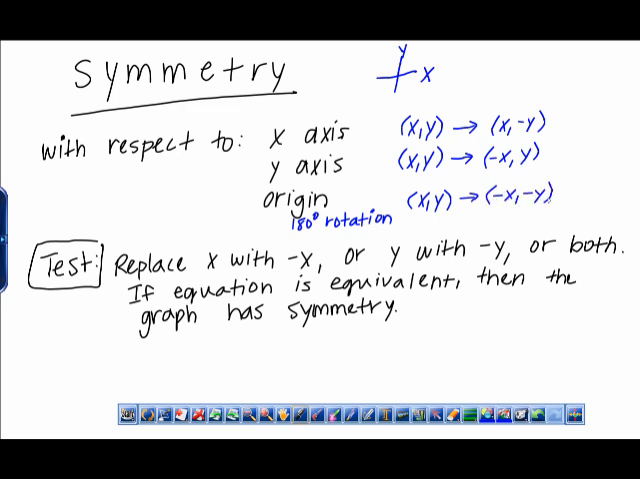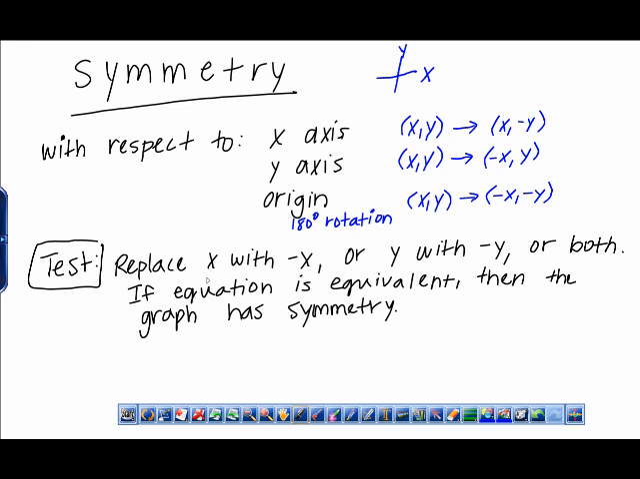Now, all this to say is this was going to help us take an equation, because obviously you can look at a graph and tell me if it's symmetrical across the x-axis, y-axis, or if you could do a 180-degree rotation. You did all that in geometry. But what I want you to be able to do is do this with an equation. So what we're going to do is have a test.